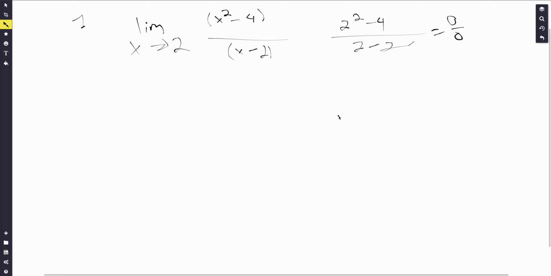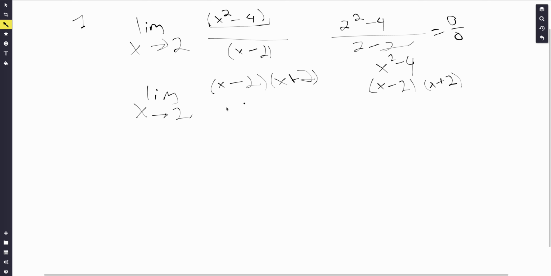So in this case, let's first factor out this part right here. So again, just always start with limits by plugging in. You never know, it can sometimes work, so it's always important to check. So let's write limit as x approaches 2, and let's factor this out. So instead of x squared minus 4, we know that can actually be written as x minus 2 and x plus 2. So that becomes x minus 2 and then x plus 2 divided by x minus 2.